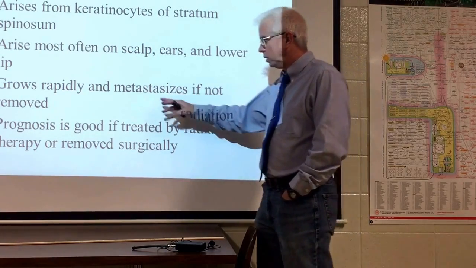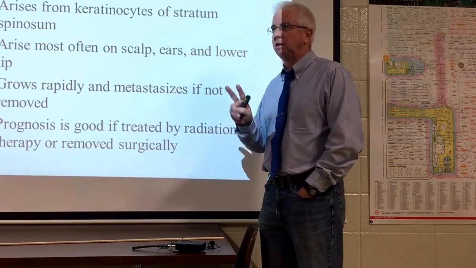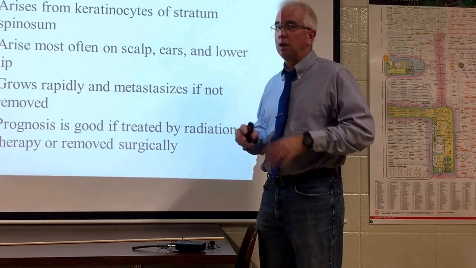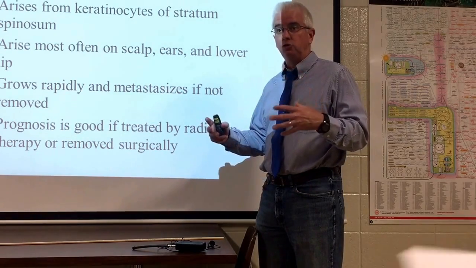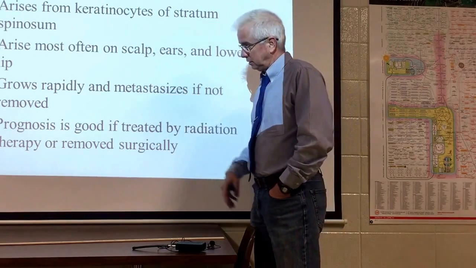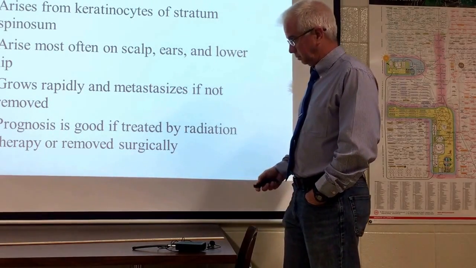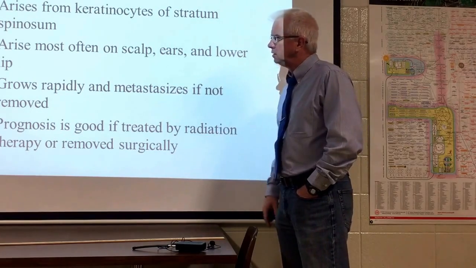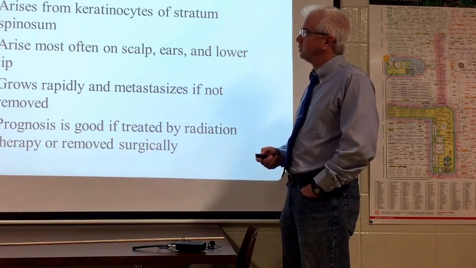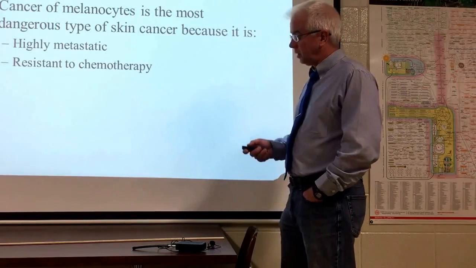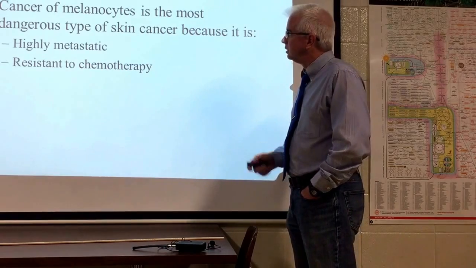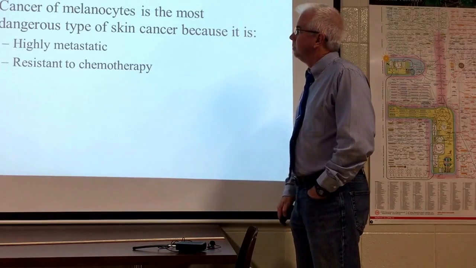Now, this word should make you think two things. If a cancer is metastasizing, you should think two things. One, it is growing, and two, it is spreading. So by metastasizing, that's what we mean, growing and spreading cancers. Prognosis is normally good. Sometimes you have to treat these with some therapies. Squamous cell carcinoma is second most dangerous. The third type is extremely dangerous. They're highly metastatic, and they are resistant to chemotherapy, the melanocytes.